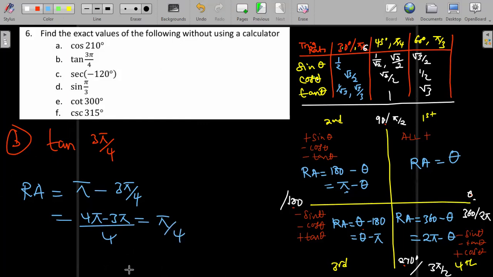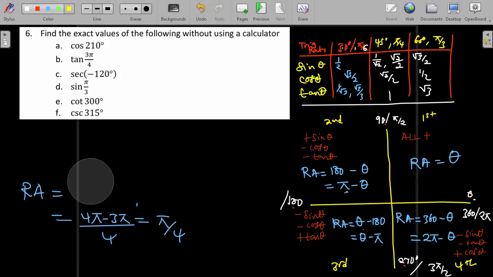Pi over 4. Okay, now I need to know, is the tan negative or positive in the second quadrant? We see that it's negative. So this one here will just be the same as minus tan and then pi over what? 4. But tan pi over 4, we know its value because the pi over 4 is here. It's just the 45 degrees. We know that it's 1. So the answer here would just be what? Minus 1. So that's the answer of tan 3 pi over what? 4.